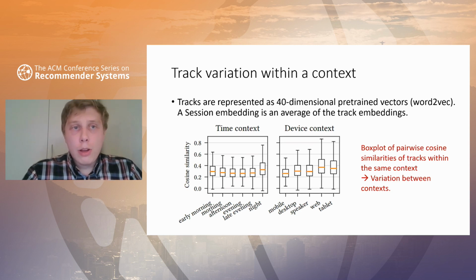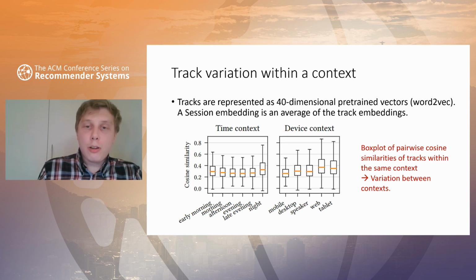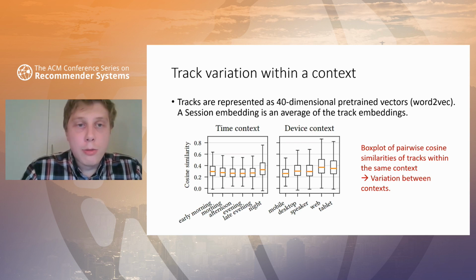So let's look a little bit at the track variation within a context. What we do is take all tracks across all users occurring in a given context and compute the pairwise cosine similarities between these tracks for each context, and visualize this using a box plot. So what we see is that sessions in the not so frequent contexts actually in most cases have higher cosine similarity compared to the majority ones, such as afternoon or mobile. So of course this shows that the music is a bit more similar across all users in these less frequent contexts, but also that there is some variation between the different contexts.